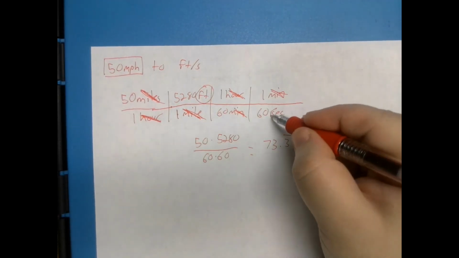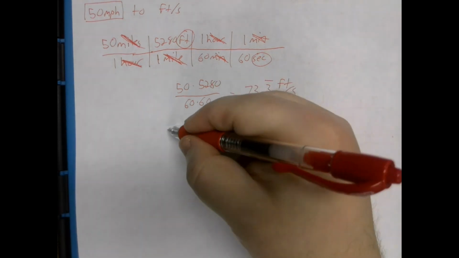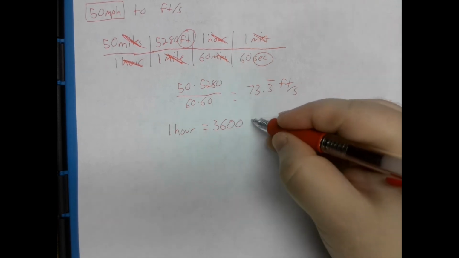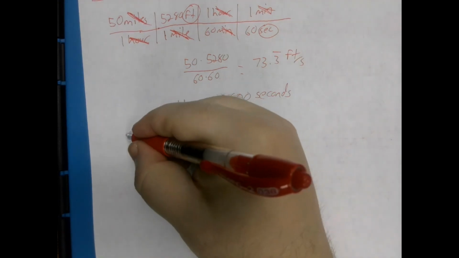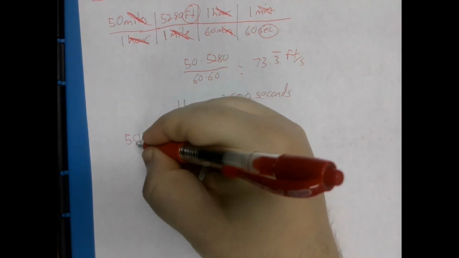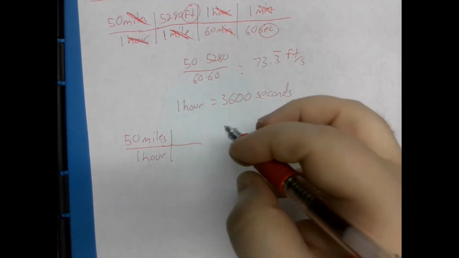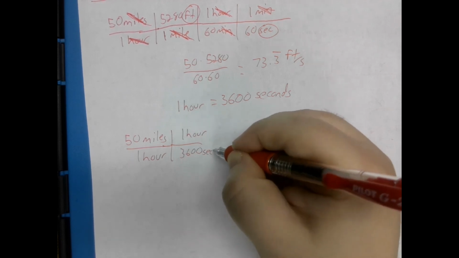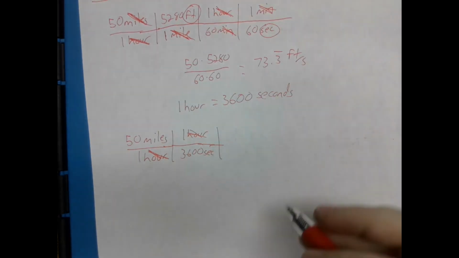I'm given feet, I'm given seconds. You can also memorize this, it might help. 1 hour is equal to 3,600 seconds. If you just memorize that, you could have converted it differently. So 50 miles in 1 hour. So to convert hours into seconds directly, I put 1 hour, 3,600 seconds. Hours cancel out. And again, you can add these conversion factors in any order.